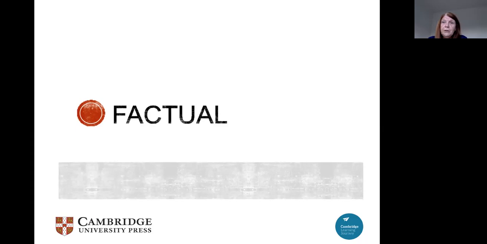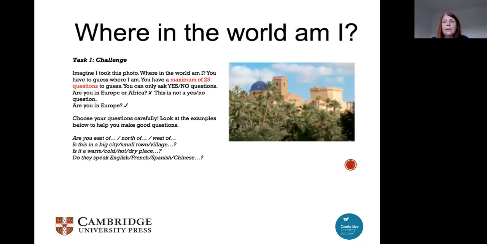So first of all, we look at factual activities, and we'll begin with a very, very simple basic guessing game. So here's a picture. Look very carefully at the picture. Imagine I took this photo. Where in the world am I? You have to guess. You have a maximum of 25 questions to guess, and you can only ask yes or no questions. So you can't ask, are you in Europe or Africa? But you can ask, are you in Europe?